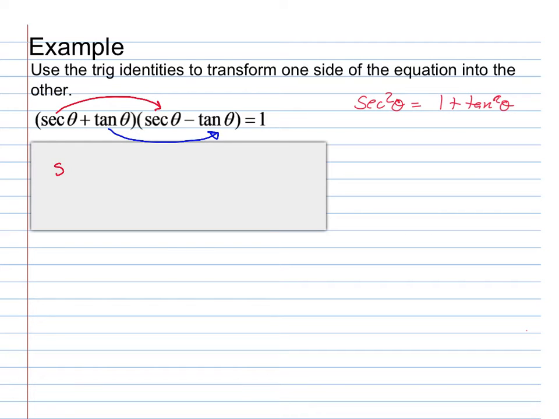Secant of theta times secant of theta is secant squared of theta. Tangent times negative tangent is negative tangent squared theta. Okay, and we know that secant squared is equal to 1 plus tangent squared, so we could substitute it. So we have 1 plus tangent squared of theta minus tangent squared of theta, and these 2 go away and we get 1. This is not the only way to do it, but this is one way to verify. I actually think this is probably the fastest way to verify it, but there are other ways.